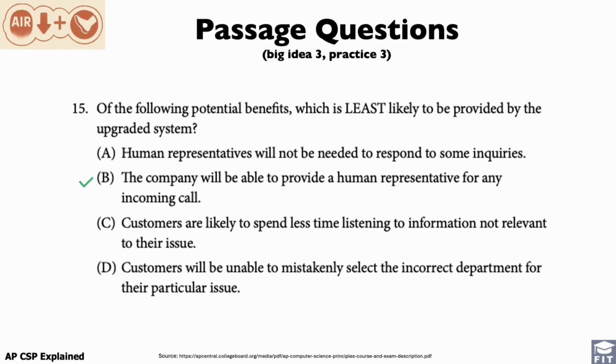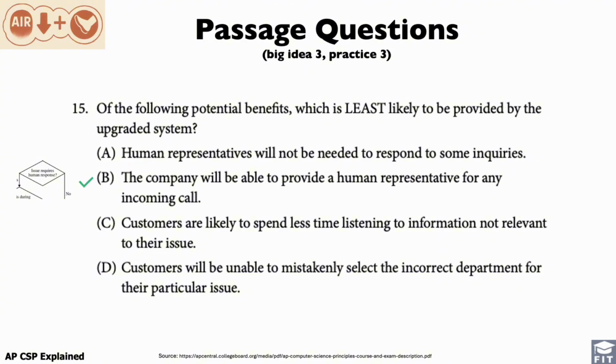D is a little tricky. It uses a double negative, unable to mistakenly select the incorrect department, which basically means users are able to route correctly, which is true based on the department routing feature. So the best answer, the least likely outcome, is B.